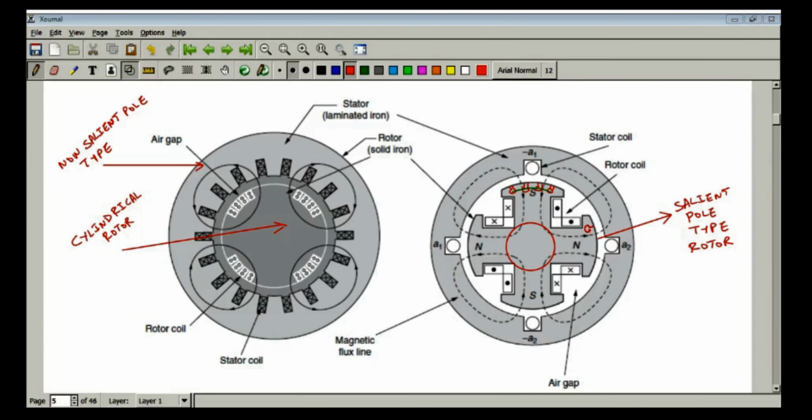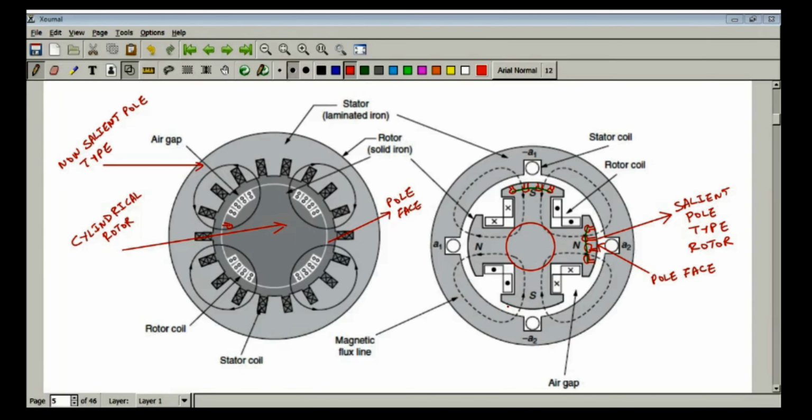So you can expect damper bars in the pole faces. They are embedded in the pole faces like this. You need to short these damper bars so that current can flow. Likewise, you can have damper bars over here also. These are basically the pole faces. From this portion, the lines of flux are leaving and entering. If it is a north pole, lines of flux will be leaving. If it is a south pole, lines of flux will be entering.